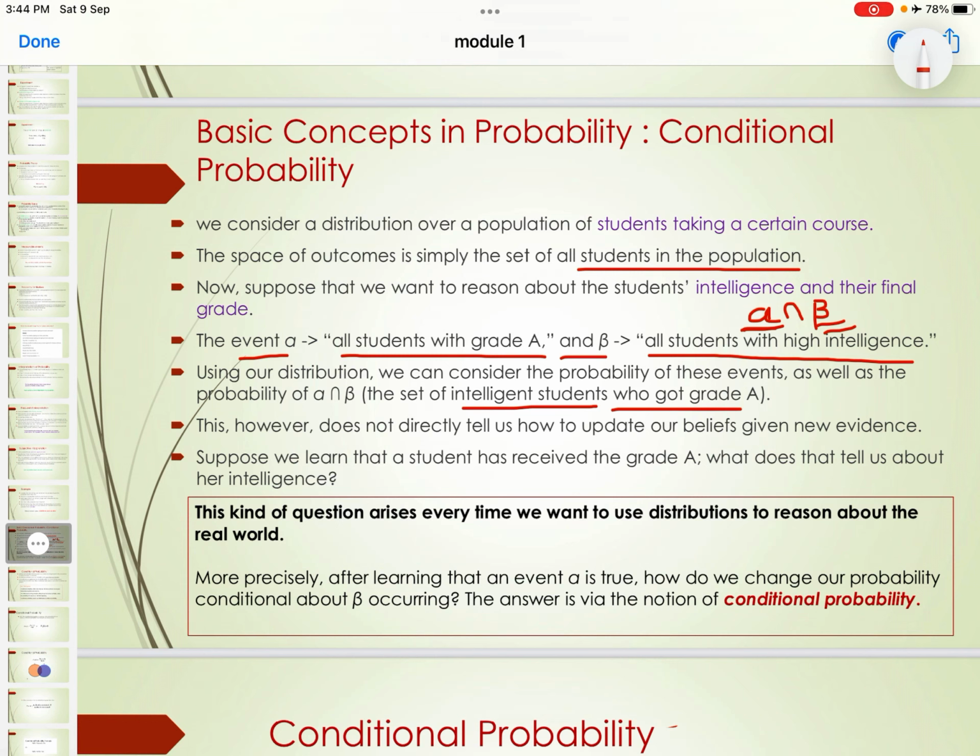Suppose we learn that a student has received the grade A. What does that tell us about her intelligence? This kind of question arises every time we want to use distributions to reason about the real world. More precisely, after learning that an event A is true, that means all students have got the grade A, how do we change our probability about beta occurring? That is, all students with high intelligence. The answer is by the notion of conditional probability.